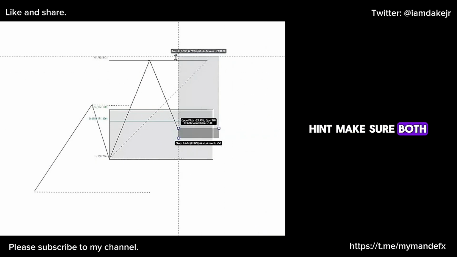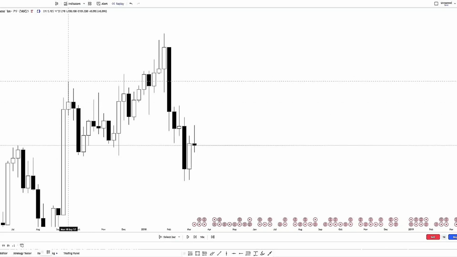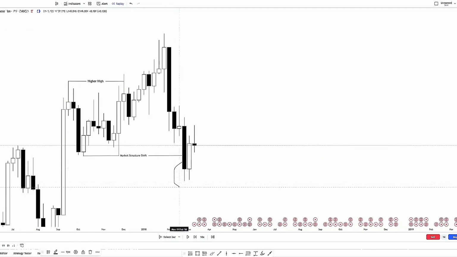Hint: make sure both time frames are far apart, like the 4-hour for structure and 15 minutes for entry. Now, let's head over to the chart for a practical example. To begin, we will need to mark out structures by identifying what the current trend is, so we can trade in line with price direction. Here we have our higher high and a higher low that just got violated with a candlestick close below, which is signifying a potential bearish reversal to the downside.